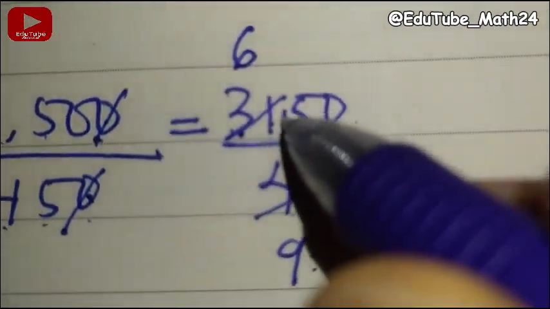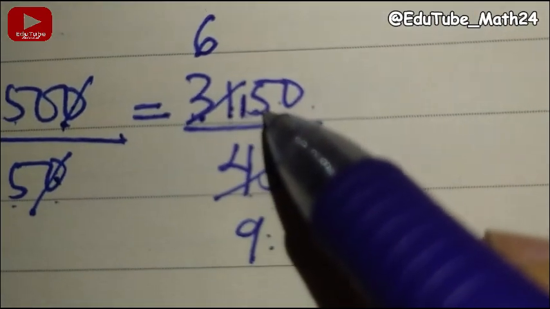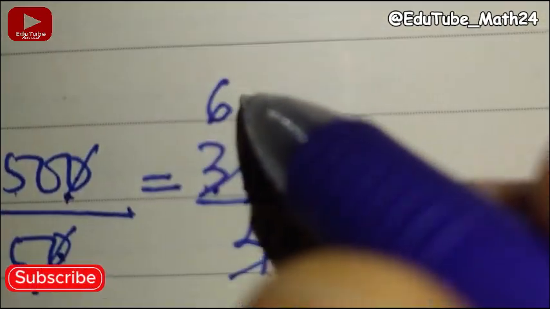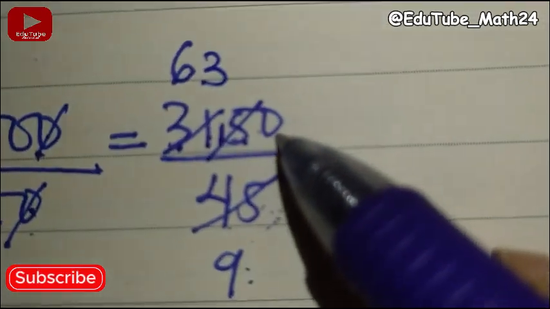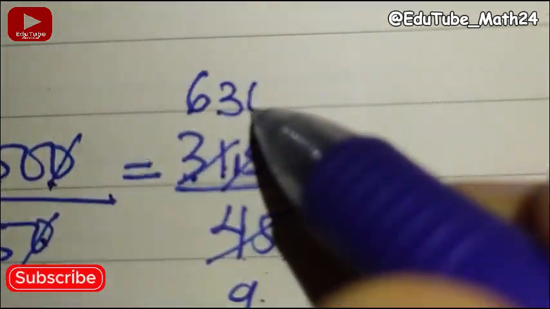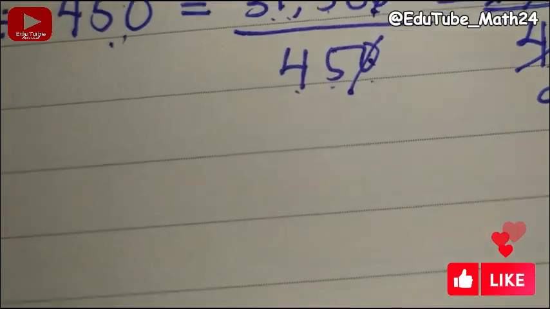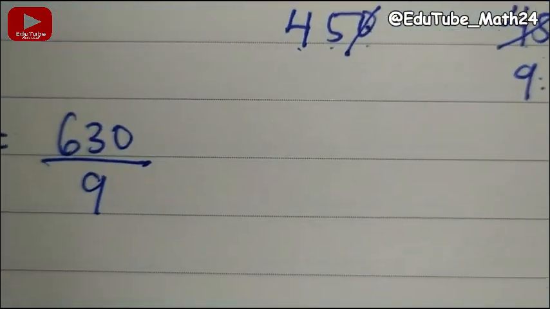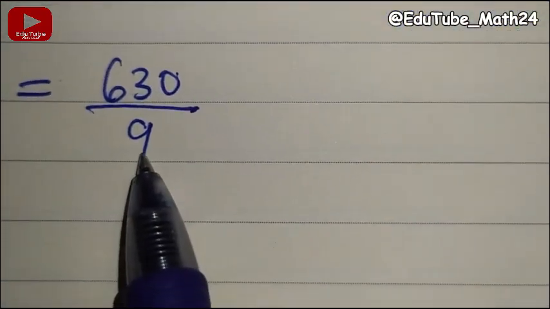So remainder 1. The remainder 1 will be attached to this 5, making it what? 15. And then 5 in 15, that will give me what? 3. So I have 0 left. 5 in 0, of course, will give me 0. So my new number is 630 over 9.